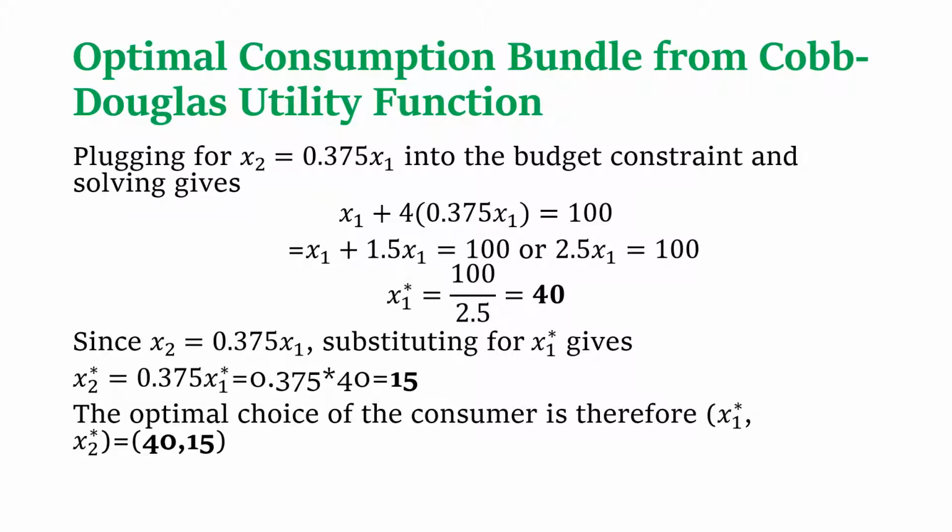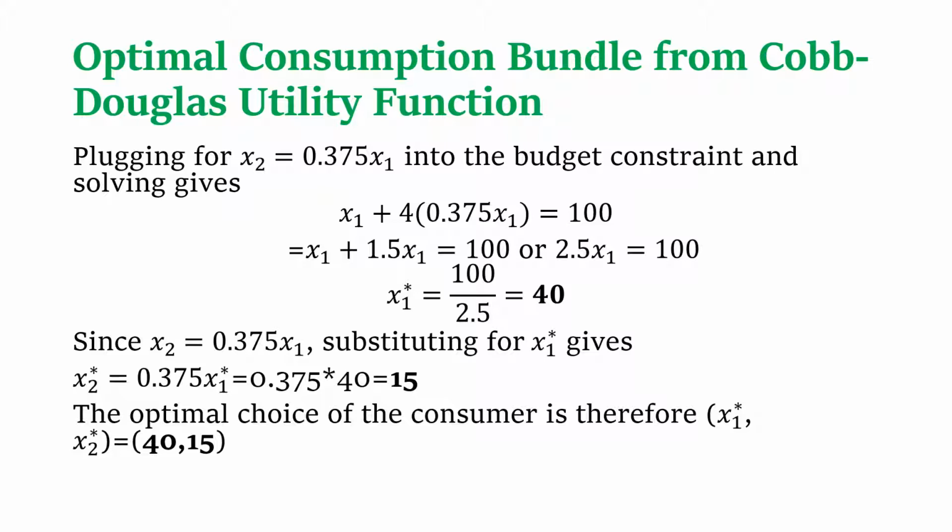So the optimal choice of the consumer is therefore what? x1 star, x2 star equals 40 and 15, right? Simple. This is straightforward. I expect everybody to be able to solve this one. If I bring this in an examination in the finals or maybe the midterm, I want you guys to be able to do this one. This method is so easy. It is simple. It is straightforward.